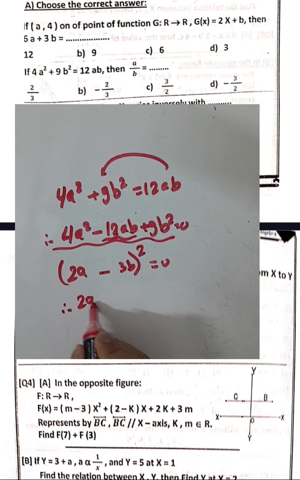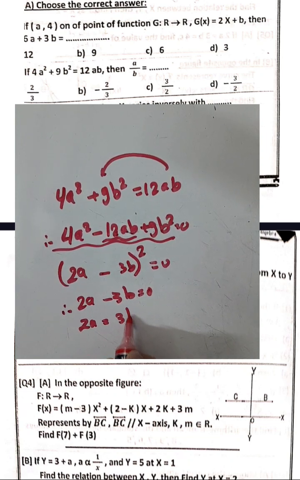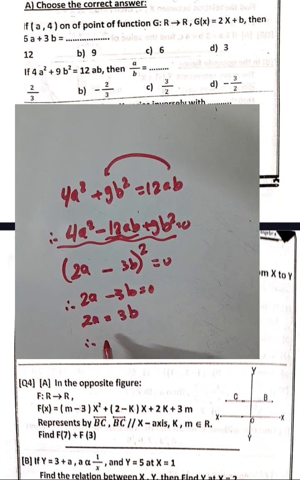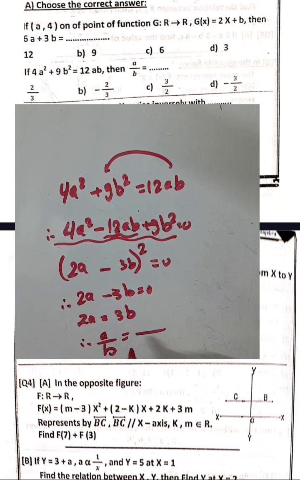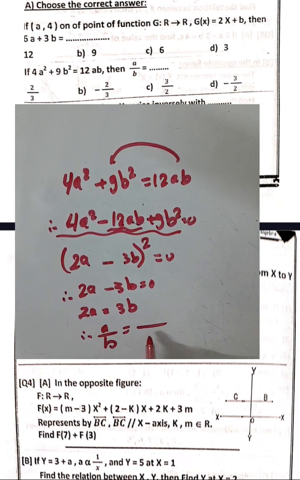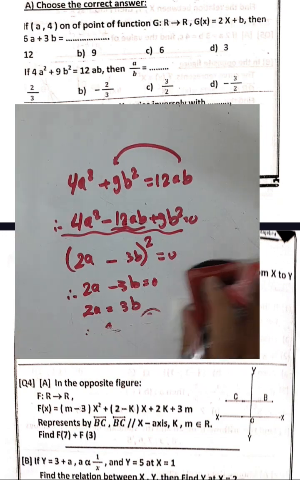Then you can write (2a minus 3b) squared equals 0, then 2a will be equal to 3b. Then we can find the ratio between what and what? A over b. You can use the product of extremes equals the product of means: a times 2 and b times 3, so the ratio will be 3 over 2.